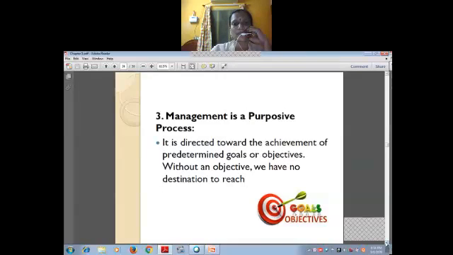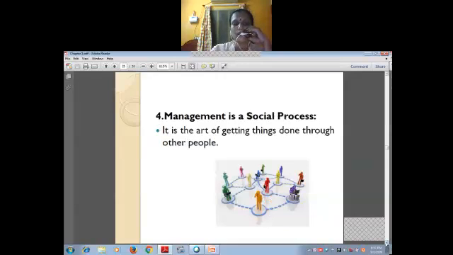Management is a purposive process. So certain goals are to be achieved. That is the main function of the business, isn't it? So it is directed towards the achievement of predetermined goals or objectives. Without an objective, we have no destination to reach, isn't it? We cannot do anything. We have to predetermine.